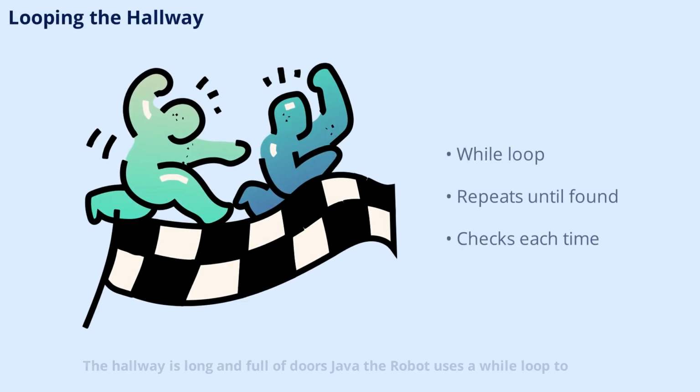The hallway is long and full of doors. Java the robot uses a while loop to keep opening doors until he finds the kitchen. Each time he opens a door, he checks if it's the kitchen. If not, he continues. This is just like using a while loop to repeat actions until a condition is met.